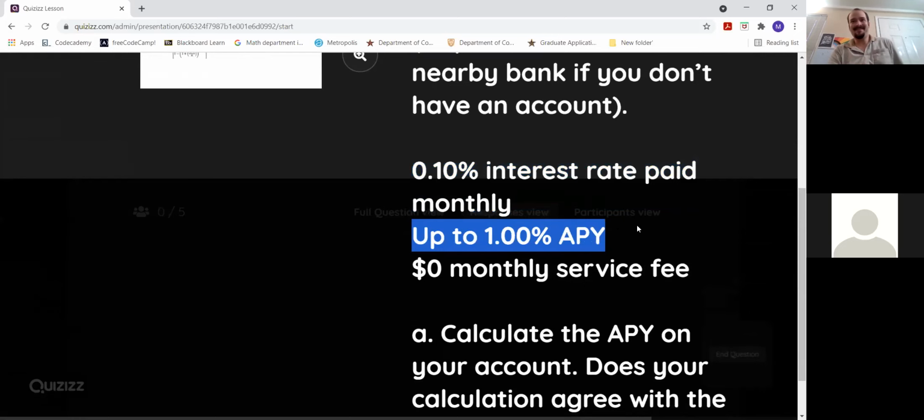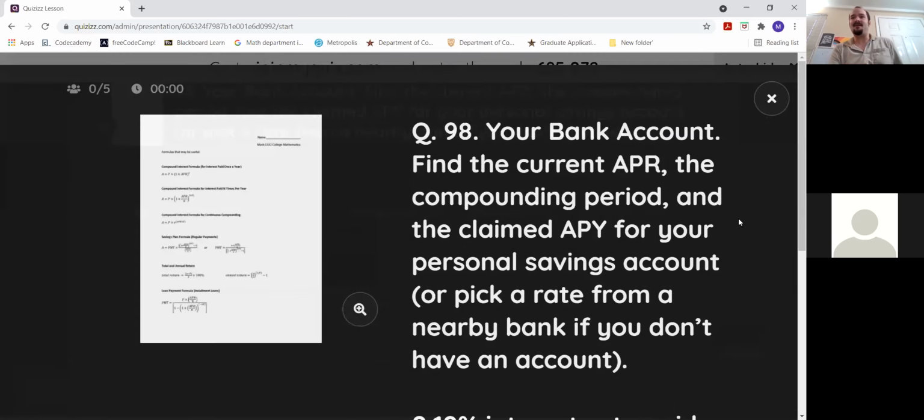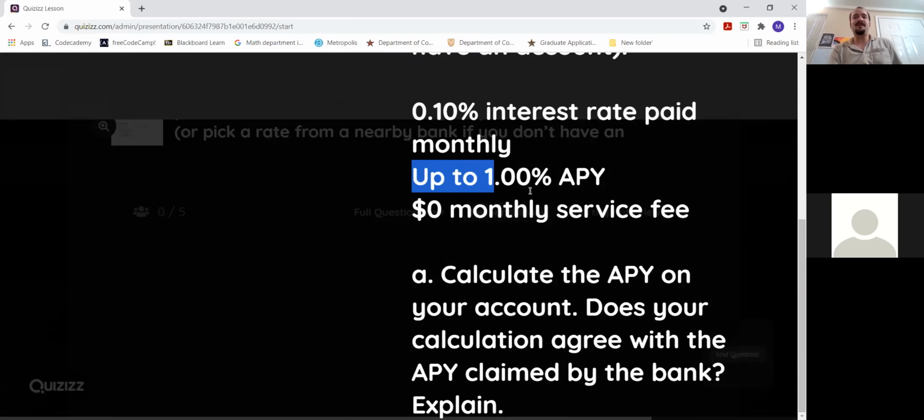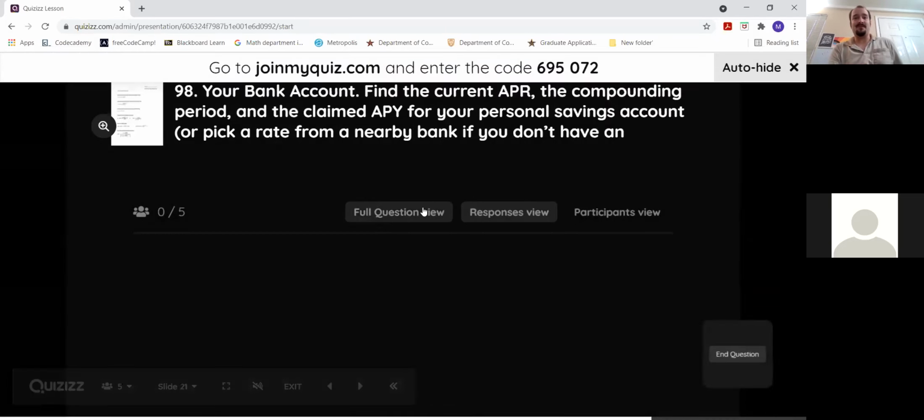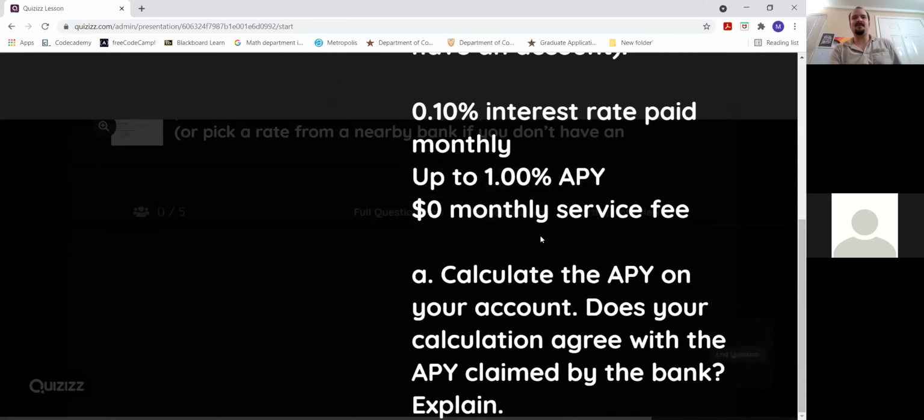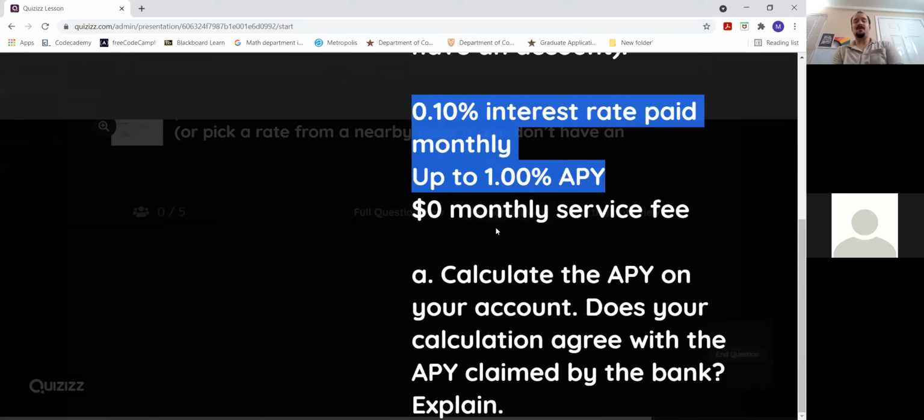And you got to love this wording. They say up to 1% APY. Why does it keep doing that when I highlight it? Okay. It says up to 1% APY. And it says $0 monthly service fee. That's not something we're really concerned about, but these are the two things I really want to look at. So I want to calculate the APY on this account. Does your calculation agree with the APY claimed by the bank?